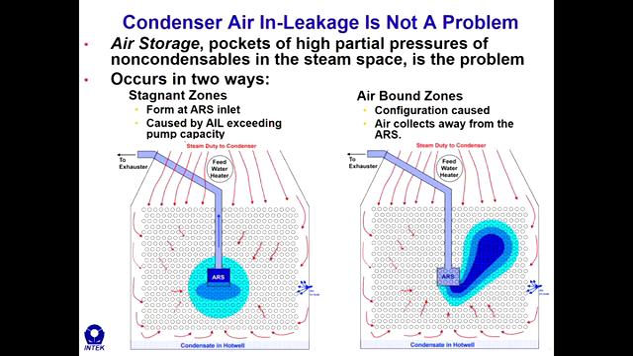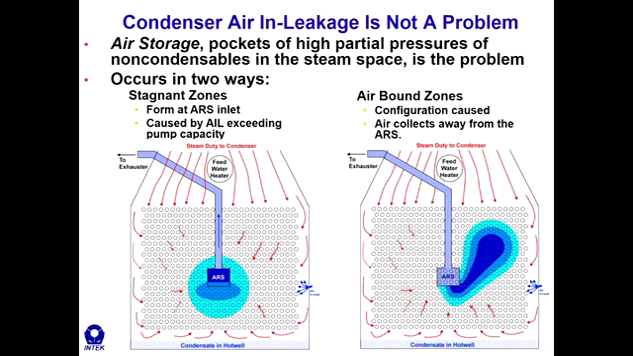It's meant to be a provocative statement, but it's significant if you can understand the difference between air in-leakage and air storage. Air storage is the cause of back pressure increasing that most people associate with air in-leakage. So let's talk about what air storage is. Air storage occurs in two different ways. There's a stagnant zone, and these form at the air removal section inlet. This is caused by air in-leakage exceeding pump or steam jet capacity.